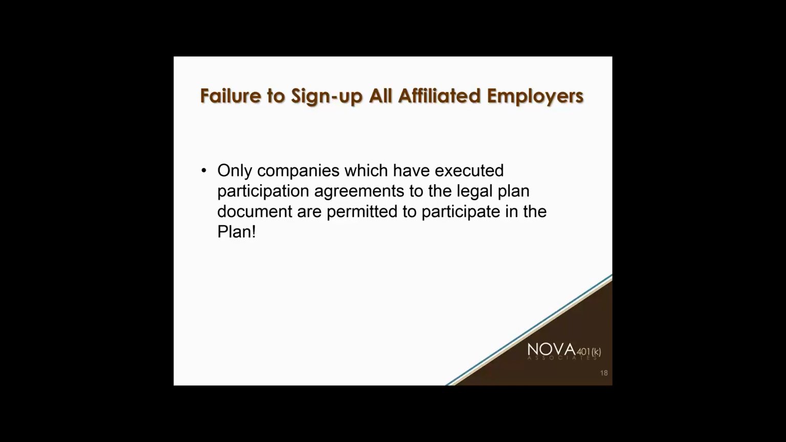Every EIN has to execute a participation agreement in order to be eligible to participate in your plan. Failure to do so means that that particular entity, you might have had them participating in your plan, but if they weren't legally signed up, we have a problem. The plan document, you have to follow the terms of your plan document in practice. So, you have to follow what's in there. If somebody wasn't signed up, then they're not eligible to participate.